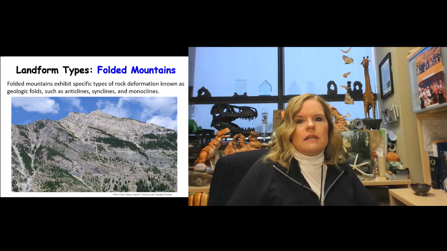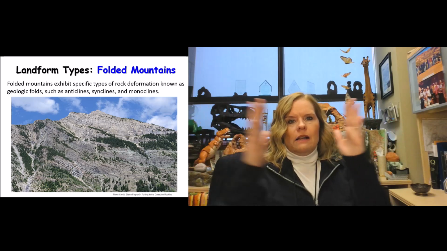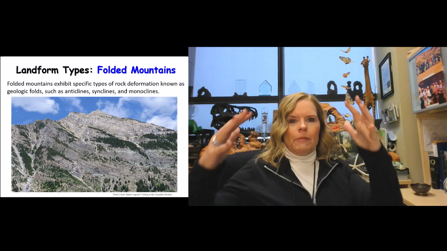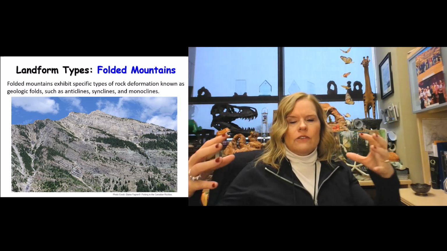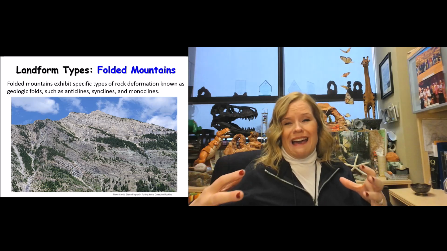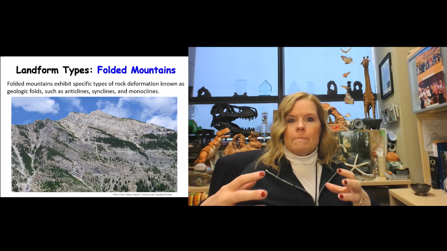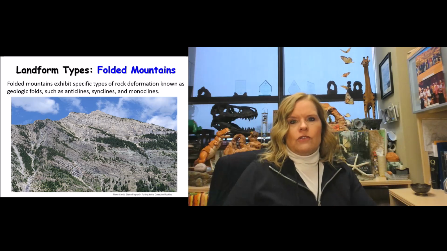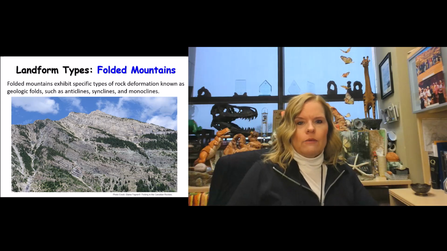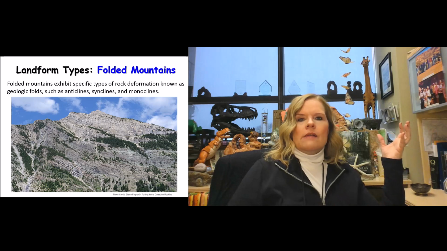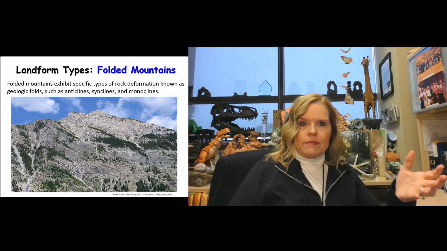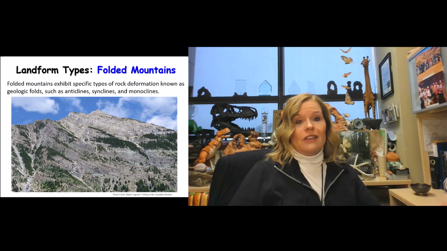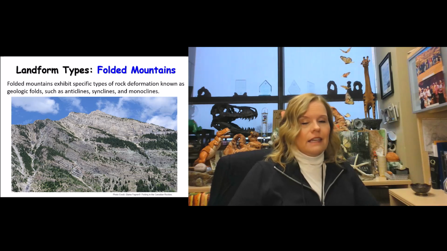Folded mountains means there's been some type of plate collision, and when the 2 plates collided, somewhere beneath the Earth's surface where it was hotter and the rocks were more malleable and pliable, they got deformed. So rock deformation is what we call that. When rocks are deformed, they take on special shapes, and they're called rock folds, geologic folds. They're going to be anticlines, synclines, and monoclines.